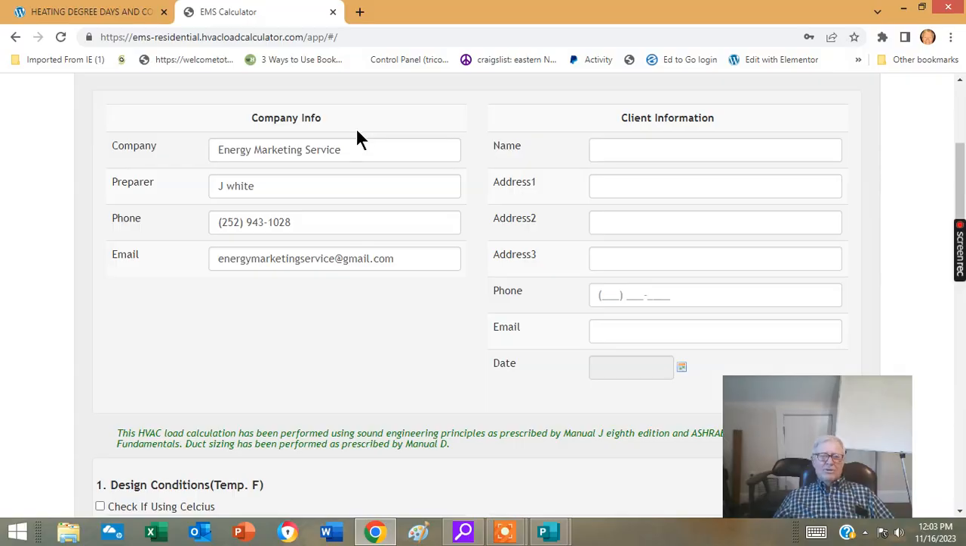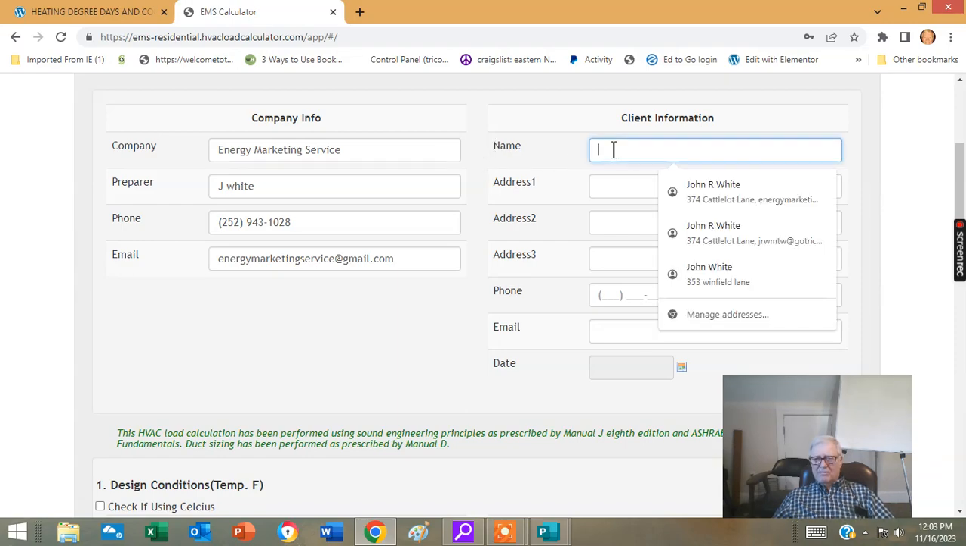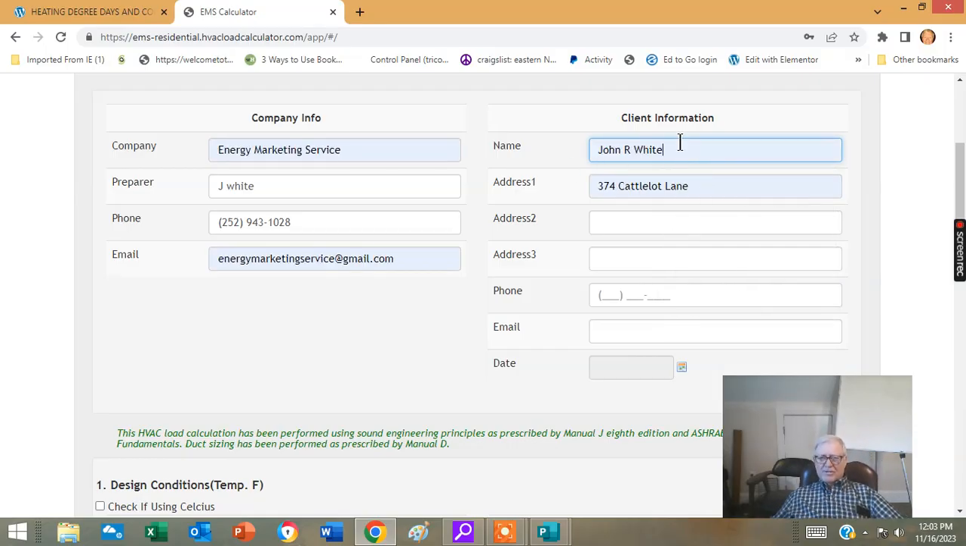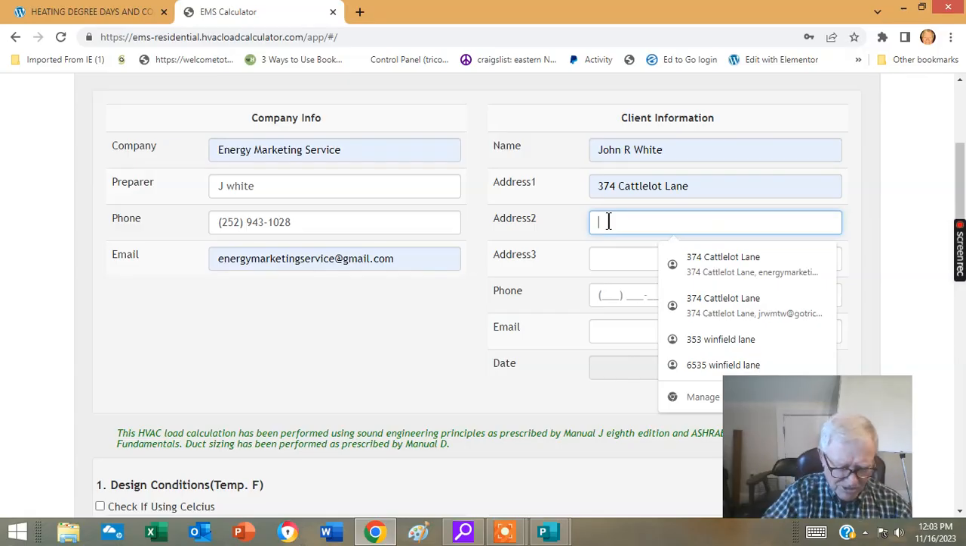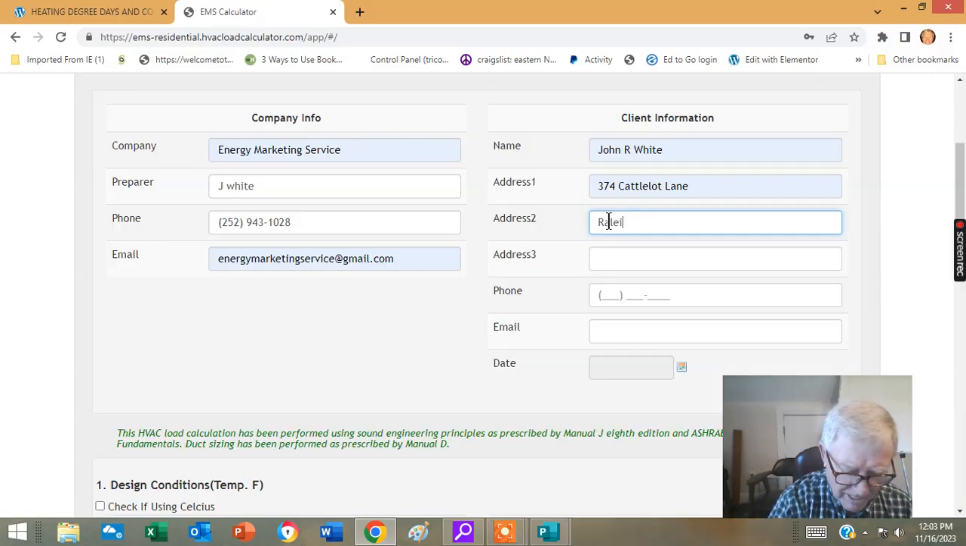Now, as you notice, this section right here is your company's information. That's self-explanatory. And over here, we're going to put the client's information. So let's just say it's me. So the name is John White. There's his address. And his house is going to be in Raleigh, North Carolina. And I think I spelled Raleigh correctly.